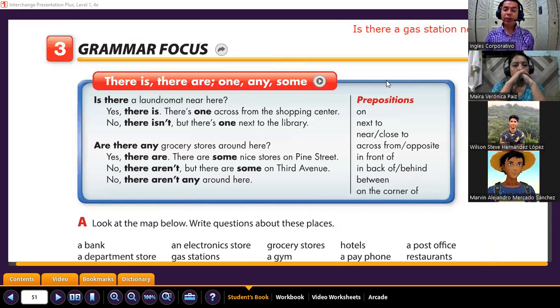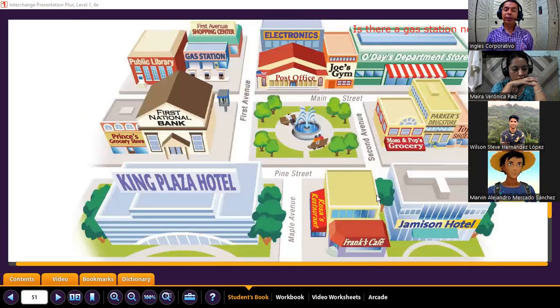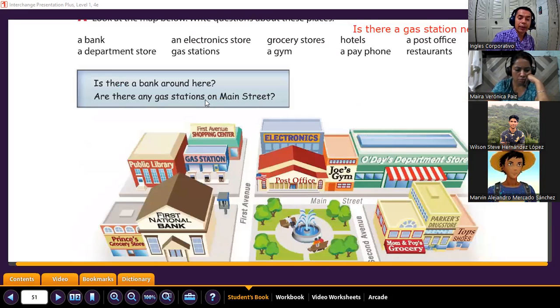Alejandro va a decir on, next to, near, across, in front, in back, between, on the corner, right? Puede usar una combinación también si quiere. On Pine Street, in front, de enfrente, a la par, cerca, etcétera. Right? Come on, Alejandro. Behind your gym. There is one behind.